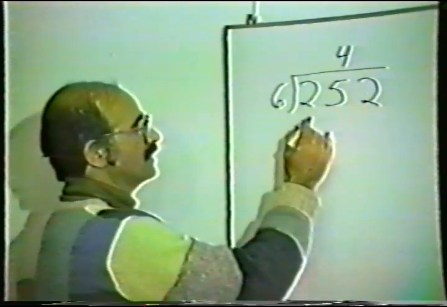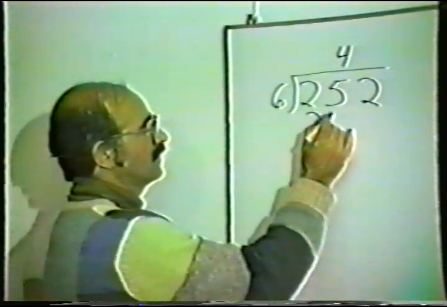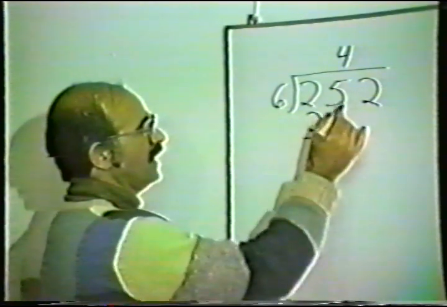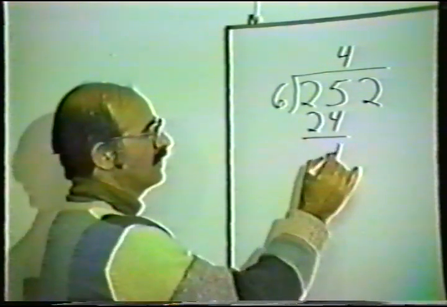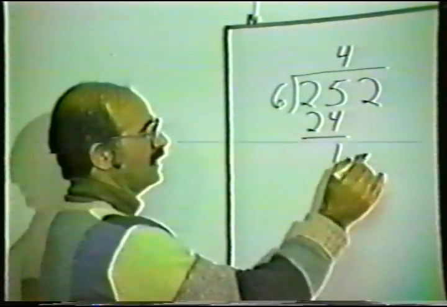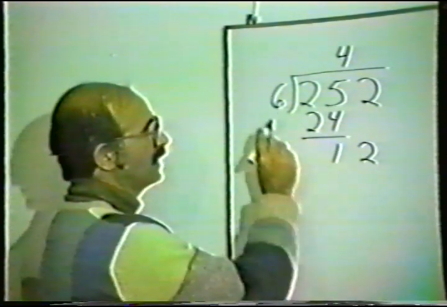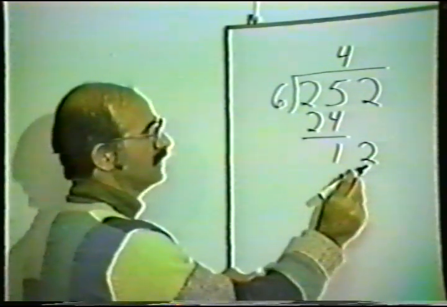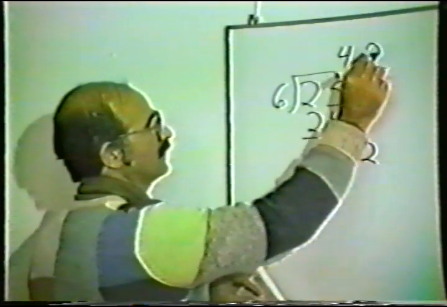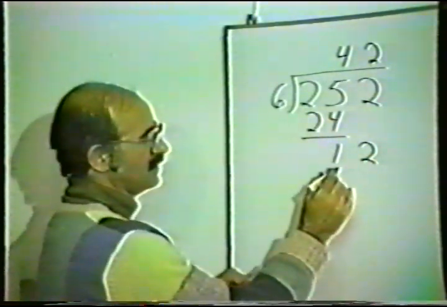4 times 6 is 24. 5 take away 4 is 1. Bring down the 2. 6 into 12 is 2. 2 times 6 is 12.